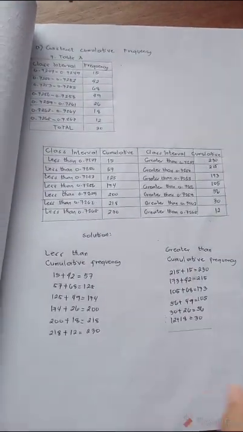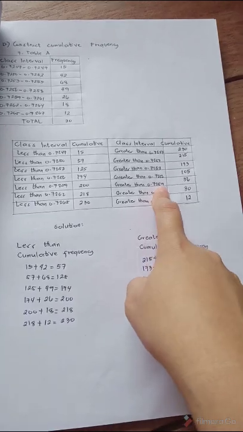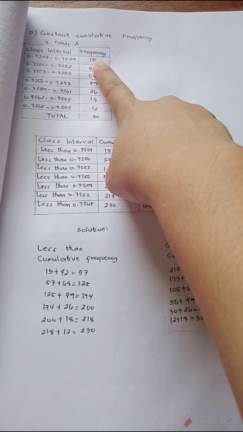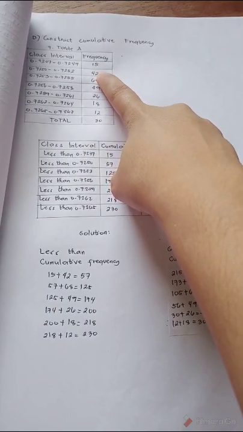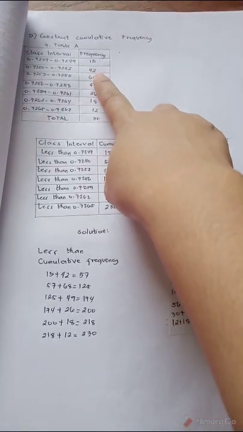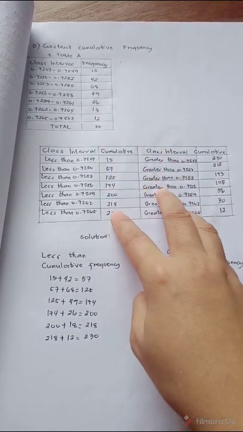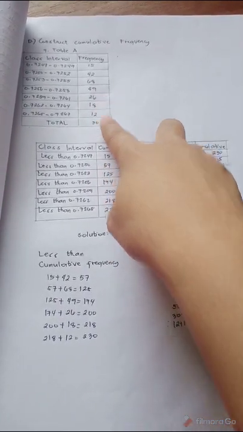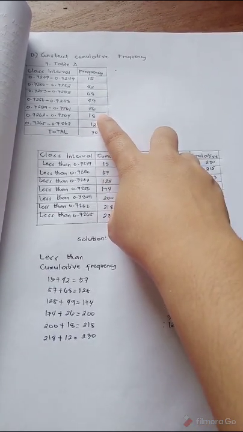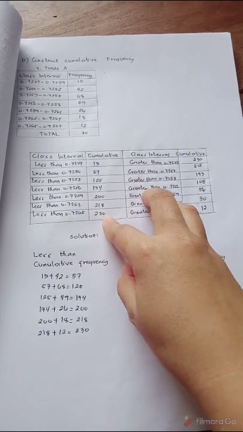And then, so dili na nako i-discuss kung yun sa pagkuha ang less than and a greater than cumulative, kay kuha naman siya pareha man. 15 plus 42 is equal to 57. So 57 plus 68 is equal to 125. 125 plus 49, that is 174. 174 plus 26, 200. 200 plus 18 is equal to 230.